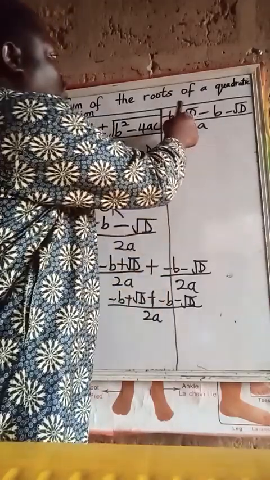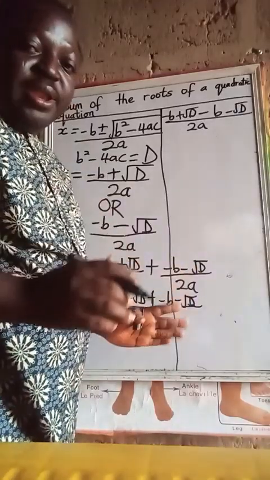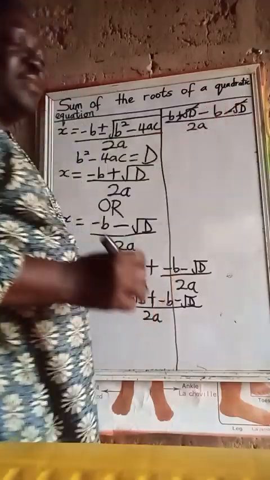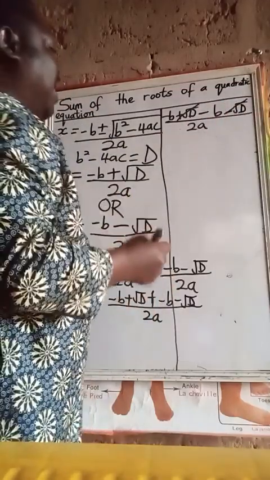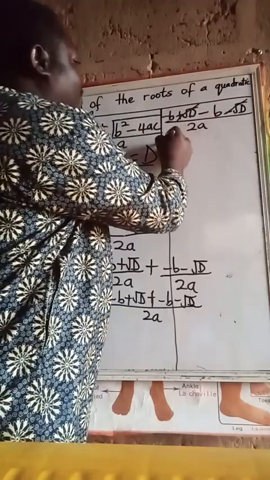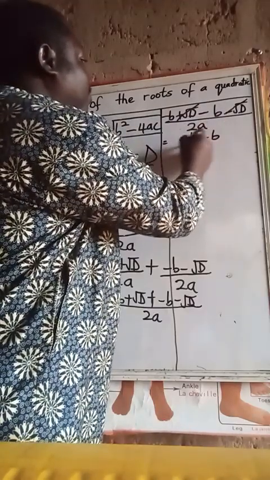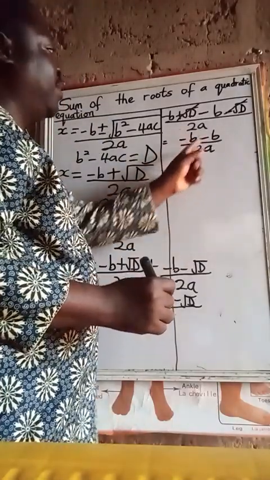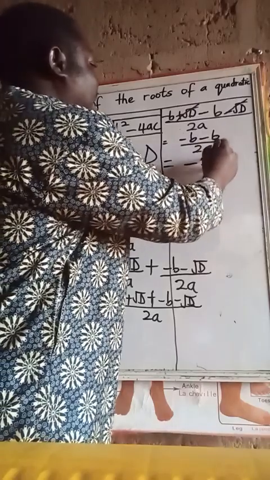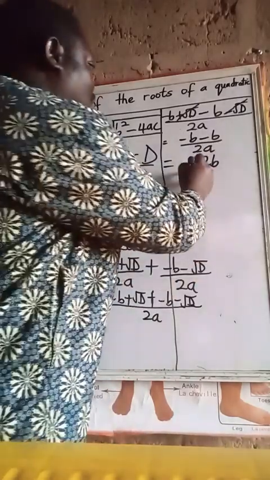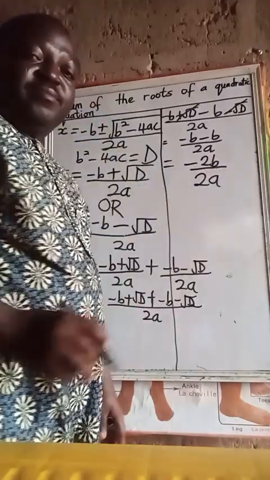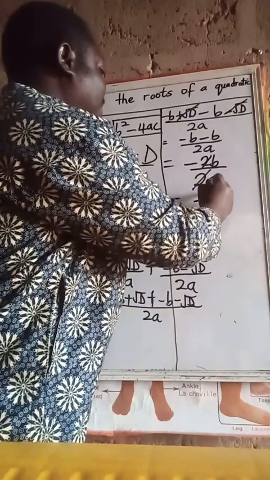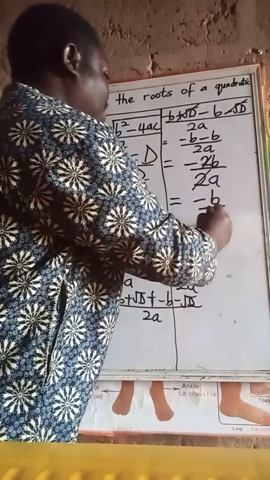So from here, root D minus root D will cancel each other. That will become 0. Cancel, cancel. So this is equal to 0. Then we are left with minus b up here, so minus b, all over 2a. Now minus b minus b gives us minus 2b, then all over 2a. So 2 cancels 2. Then we are left with minus b all over a.